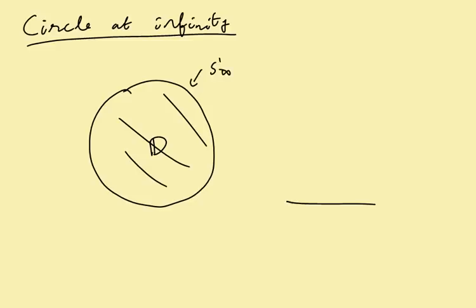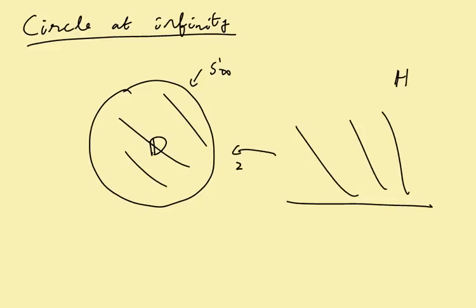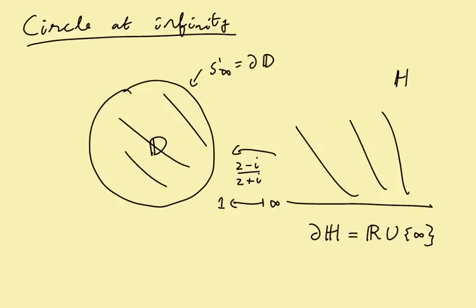It's a circle. What about the upper half plane, H? Well, remember this corresponds to the disk by the map z minus i over z plus i. So in this case, the boundary of H is going to be the real line, but also a point at infinity. Remember, under this map, infinity maps to the finite point 1. So I can regard S^1 as being the boundary of the disk, and R union infinity, which is topologically the one-point compactification of R, as being the circle.